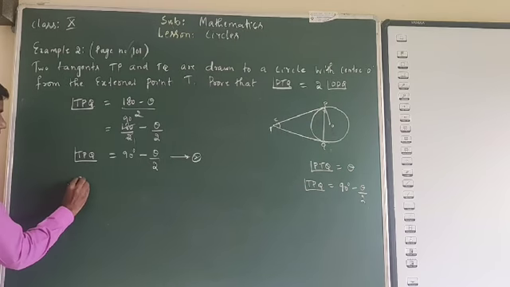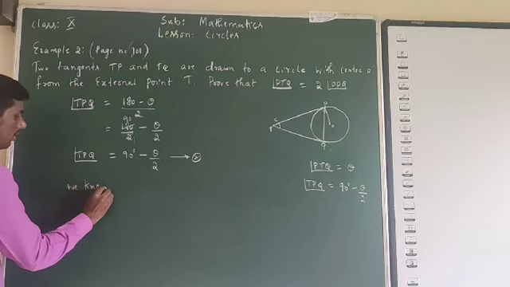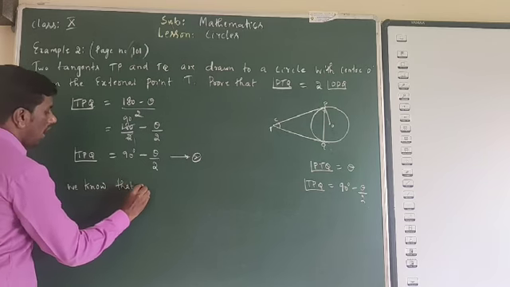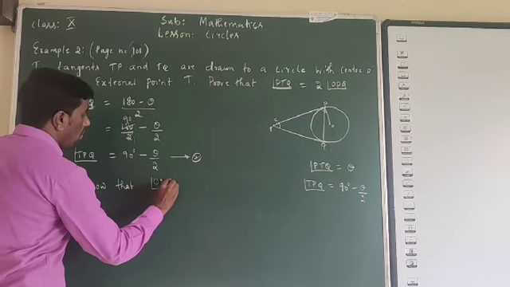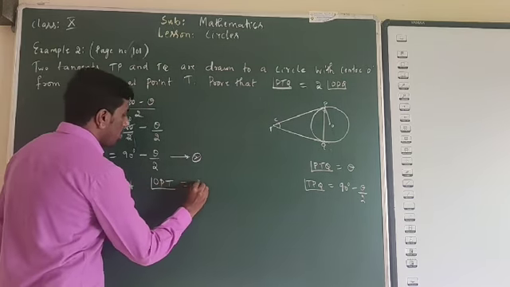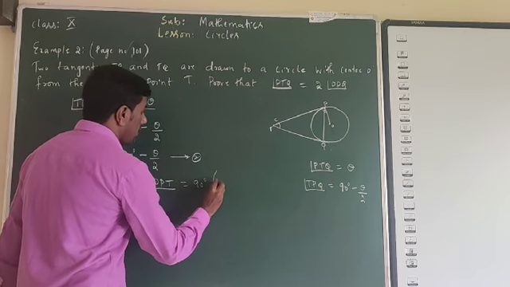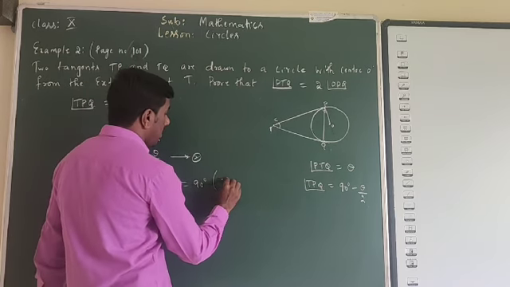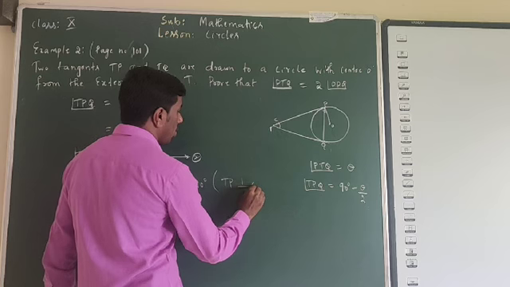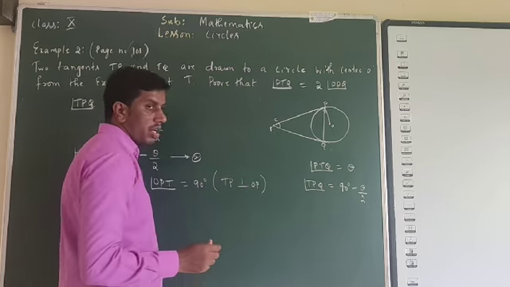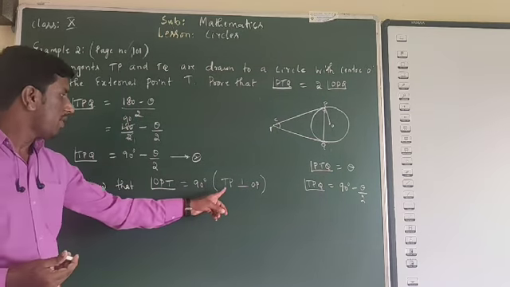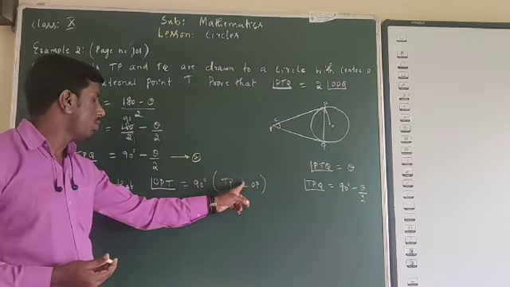So we know that angle OPT is equal to 90 degrees. In the bracket we can write TP is perpendicular to OP. Right? TP is perpendicular to OP. TP is the tangent, OP is the radius, both are perpendicular to each other. Okay?